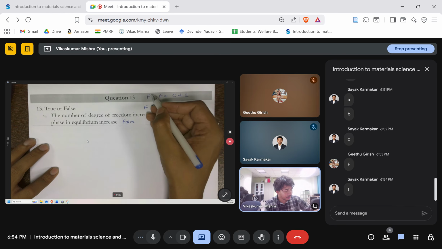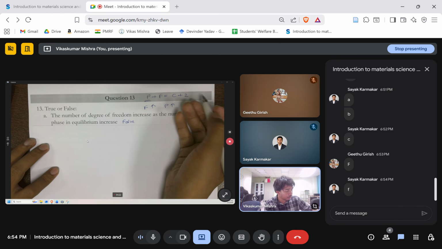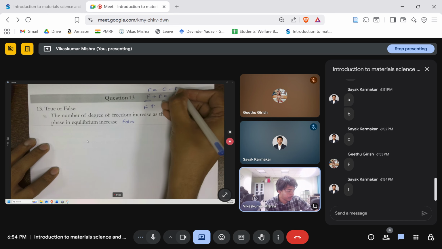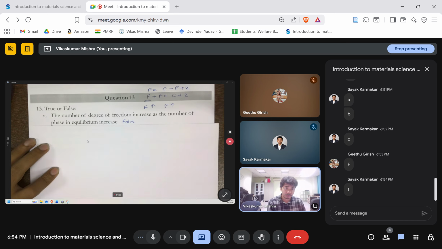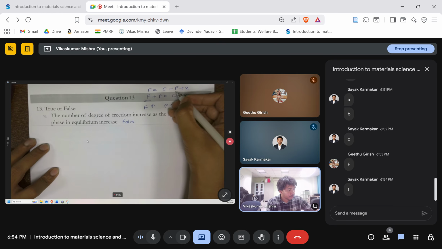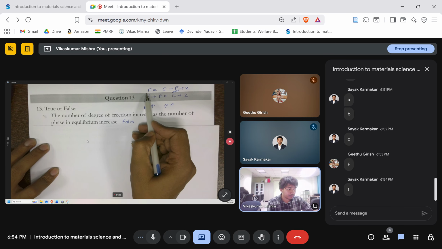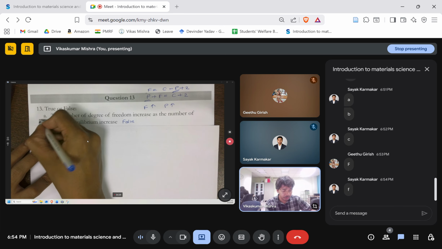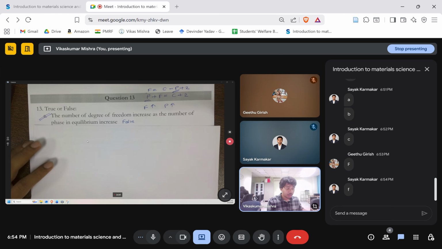Let's shift the number of phases, that is P, onto the other side. F will be equal to C minus P plus 2. If I increase the number of phases, it's in the negative, so it will decrease the degree of freedom. If P is increased, F will decrease. So they are opposite to each other. It's false. Next part.